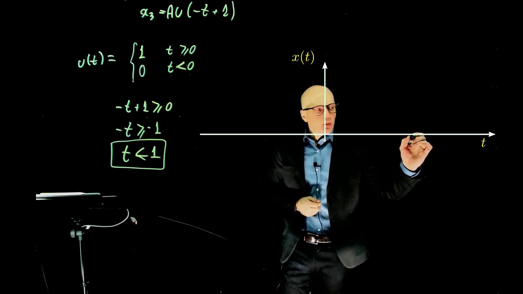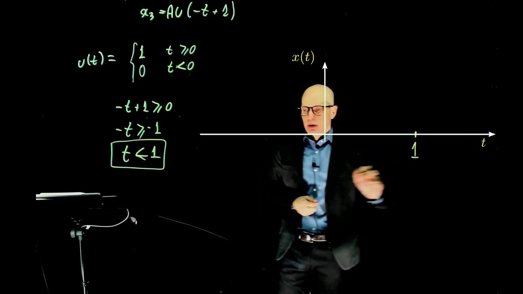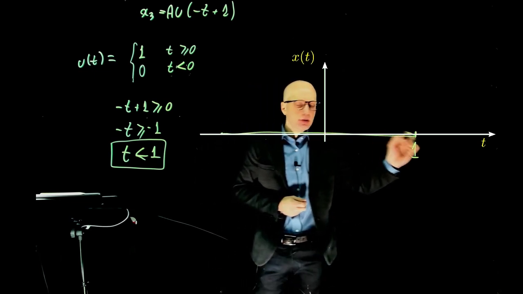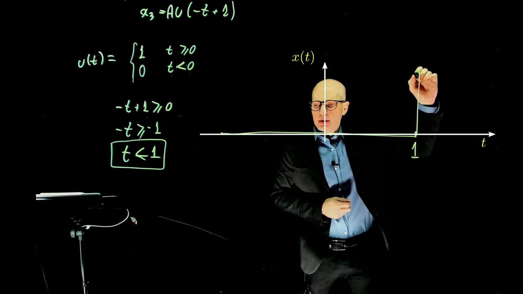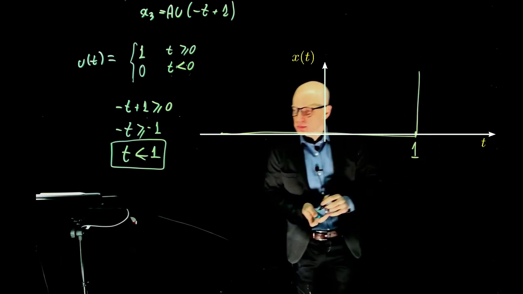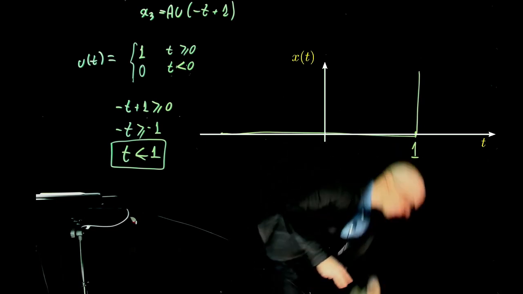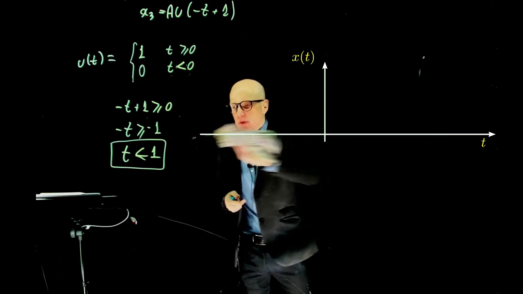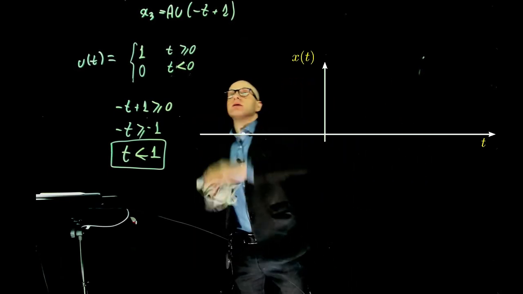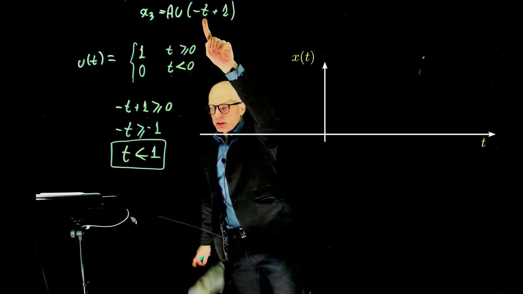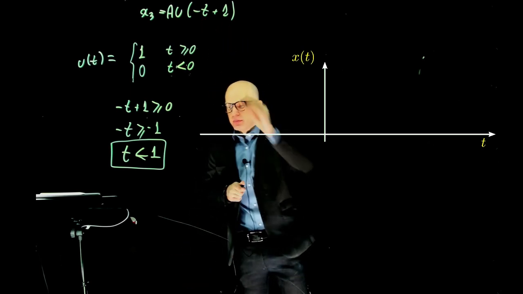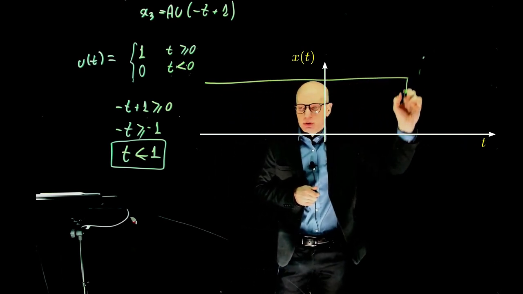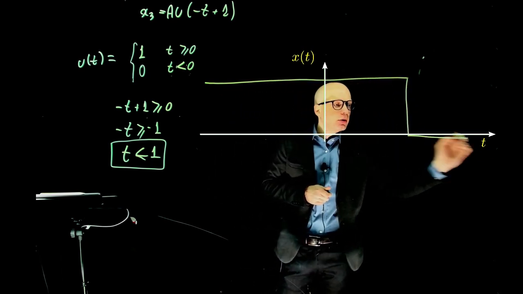So if you have number one over here, the function is now the opposite. It's going to stay zero up to that point. And then when you trigger one, it's the opposite. The function goes to one up to this point. And then when you pass one, we see that when this t here is greater than one, this will give now a negative value. And then the function goes to zero. There we go.